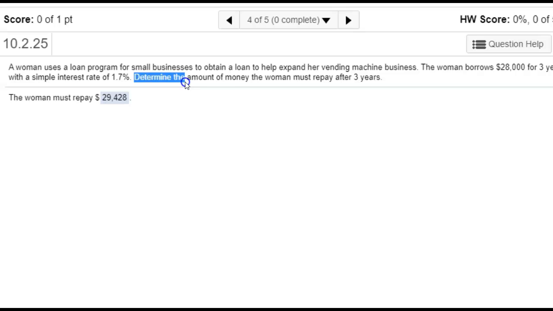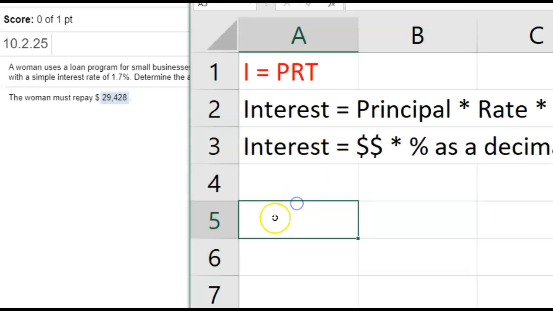And the actual final answer we want to give is the amount of money the woman must repay when her loan's done after the 3 years is up. Well, she definitely has to pay back everything she borrowed. She definitely has to pay back at least $28,000. Now let's see how much interest is tacked on top of that as well.